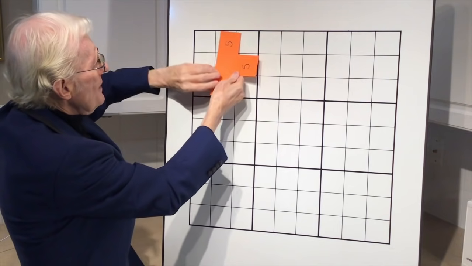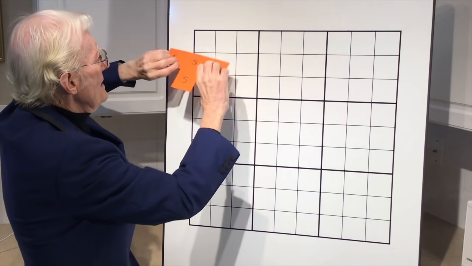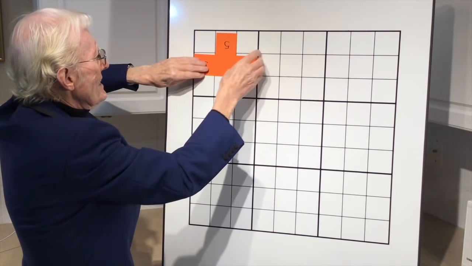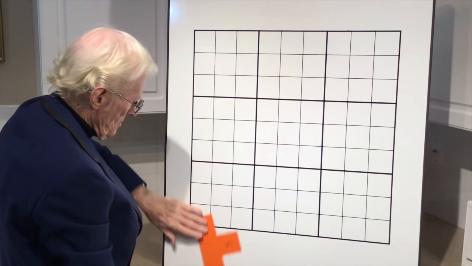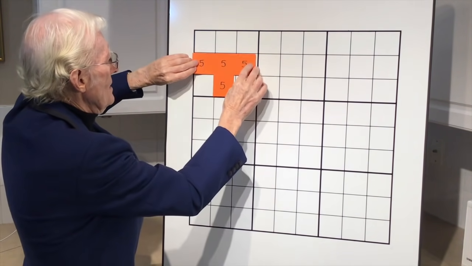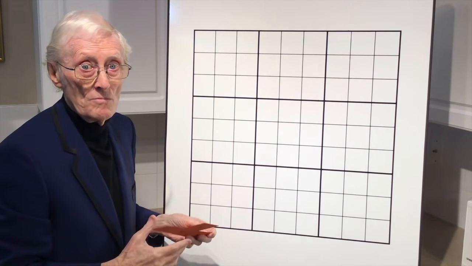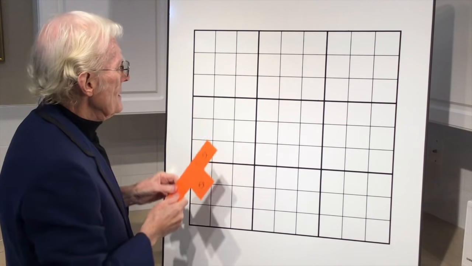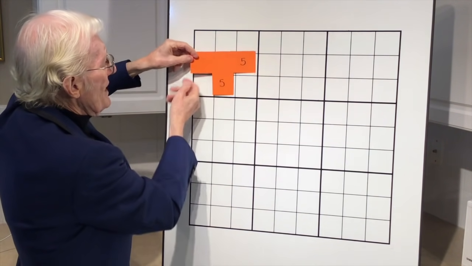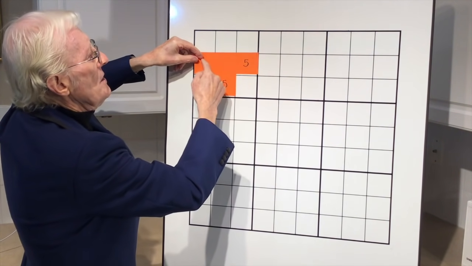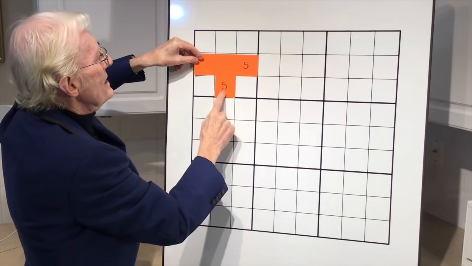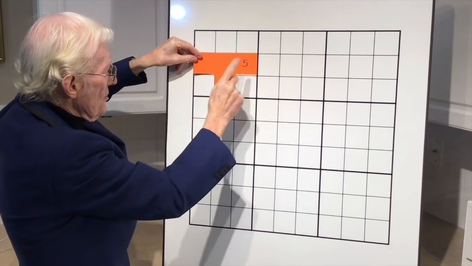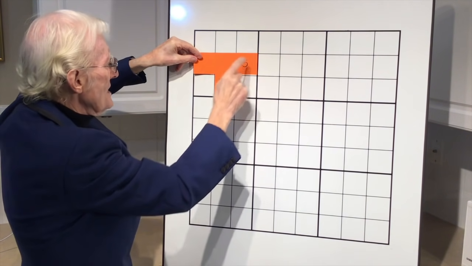It can be this way. It can be this way. And it can be, just a minute, this way. All different positions. But every one of them will work for you. In this case, you'll see that we have one number in the row and one number in the column. That's what you have to have. You can have more than that, but that is a must.